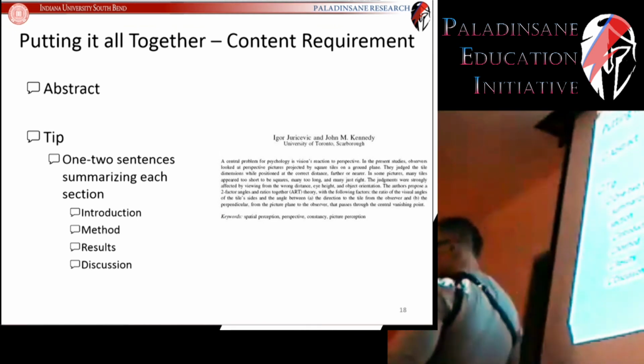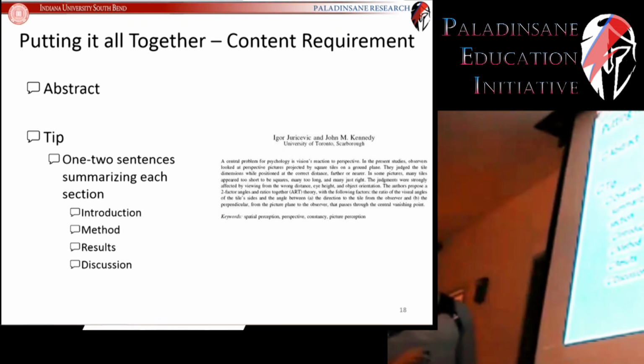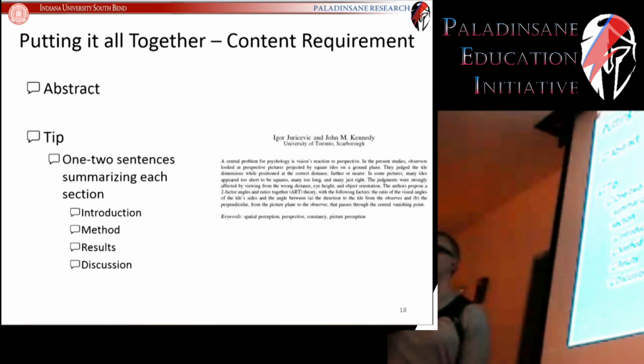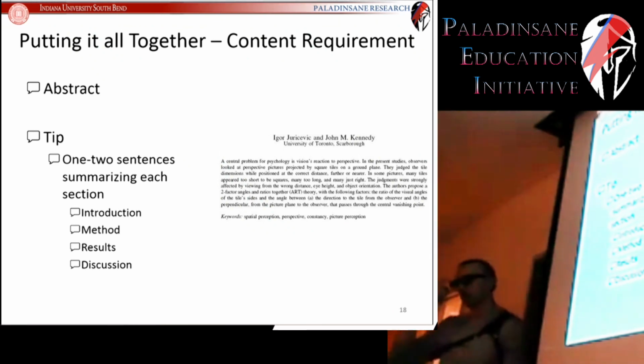So stick to this procedure. It's a great way to make sure that you cover everything without going into too much detail and having a way too long abstract. Those are horrible, horrible things to encounter.